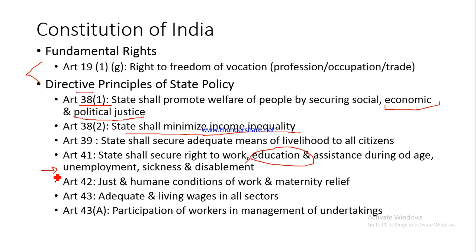Participation of workers in management of undertakings. Now this is Article 43A. It has been said that the workers should be given an opportunity to also manage the firm in which they are working. So they would not only be working in that firm, they would also be managing the affairs. So they would have a role in managing the various affairs of that particular firm.